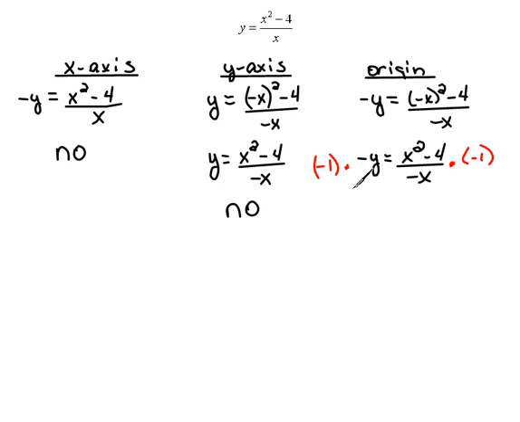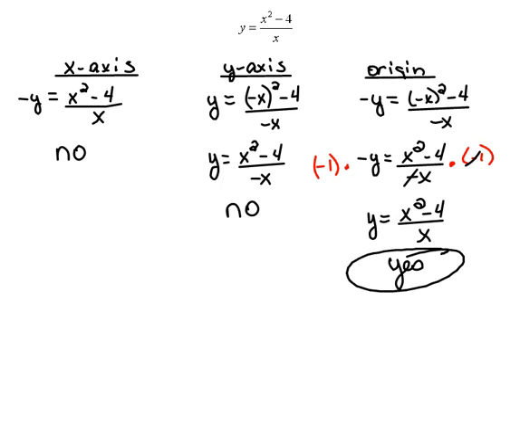Now when we do that, negative 1 times negative y is positive y equals, when we multiply, remember we can cancel tops and bottoms. So this negative will cancel from the bottom. And we have x squared minus 4 over x. Now this is the exact same equation that we started with. So yes, there is origin symmetry in this problem.